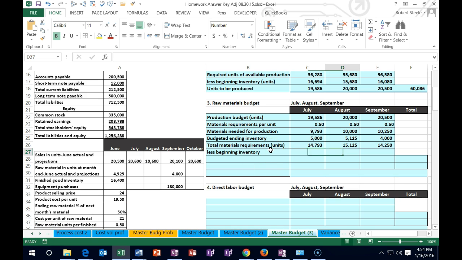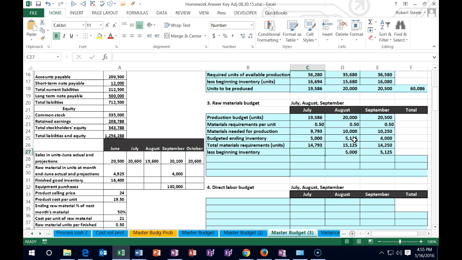Now for this one, let's first think about August. We're going to subtract out the beginning inventory. The beginning inventory for August must be the ending inventory for July. So we just said that we wanted to end up with 5,000 in ending inventory. That's our plan. Therefore, the beginning inventory for August will equal that 5,000. And of course, the same is true for September, the last month in our quarter. If August is going to end with 5,125, then September is going to begin with the 5,125.